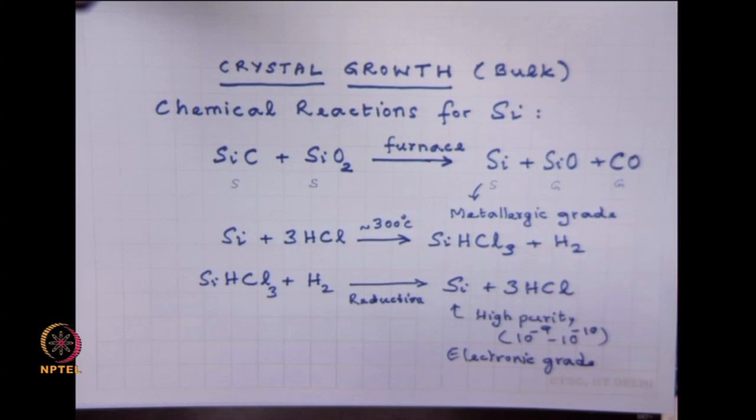Metallurgy grade is approximately 98% purity. The metallurgy grade silicon then interacts with the HCl here and you get trichlorosilane, SiHCl3, a compound, trichlorosilane, and hydrogen gas. This is reduced further in a hydrogen environment, reduction in hydrogen environment gives you silicon plus 3HCl. HCl goes as a gas. This is the chemical reaction of heating and reduction, called the reduction process. So what you get is high purity silicon, which is electronic grade silicon.